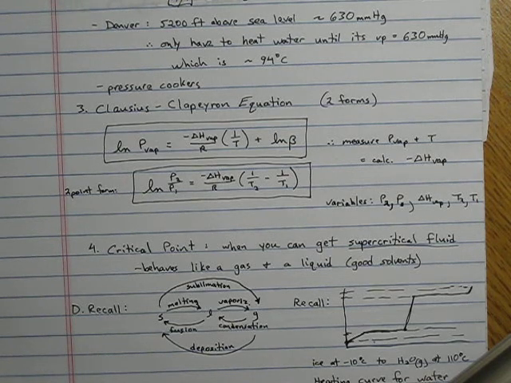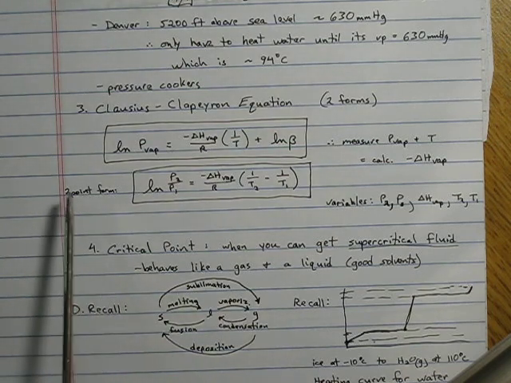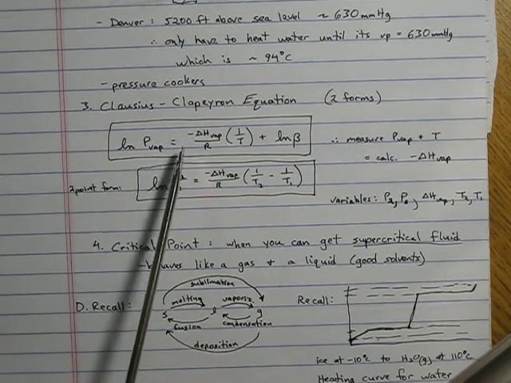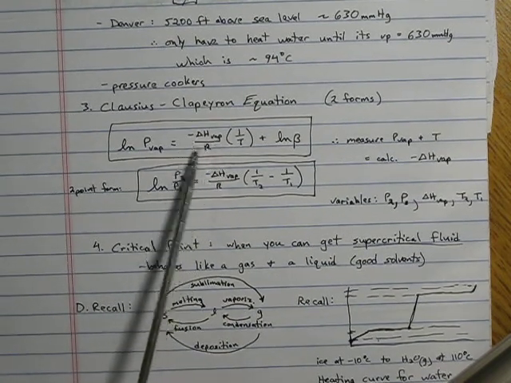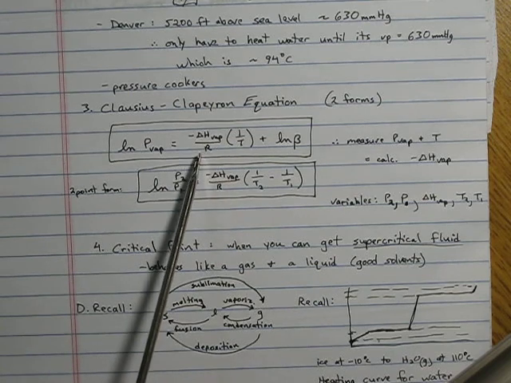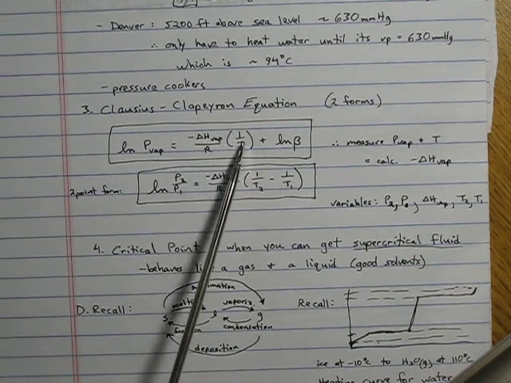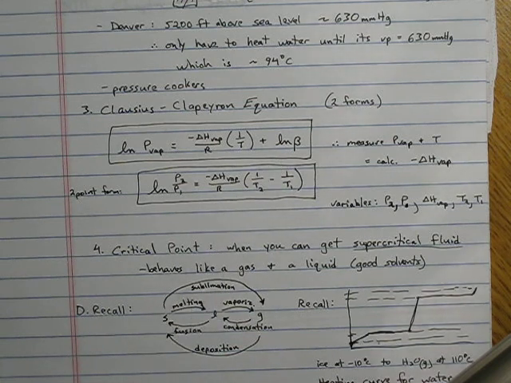Okay, let's get back to a little math and look at the Clausius-Clapeyron equation. There are two forms of this, and you do not have to memorize this. They'll be on the exam if you need them. The natural log of the vapor pressure is negative delta H vap, the enthalpy of vaporization, over R, the gas constant, times 1 over the temperature plus the natural log of beta.